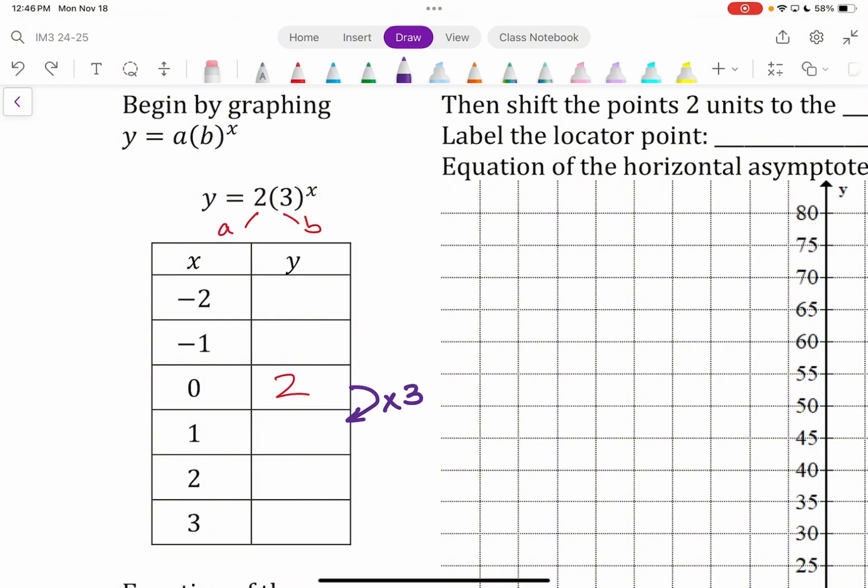Maybe I shouldn't use an x. Let me use a dot. We are multiplying by 3. 2 times 3 is 6. 6 times 3 is 18. 18 times 3 is 54, I believe. 2 divided by 3 is 2/3. 2/3 divided by 3 is, sorry, 2/9. Not 2/6, 2/9.